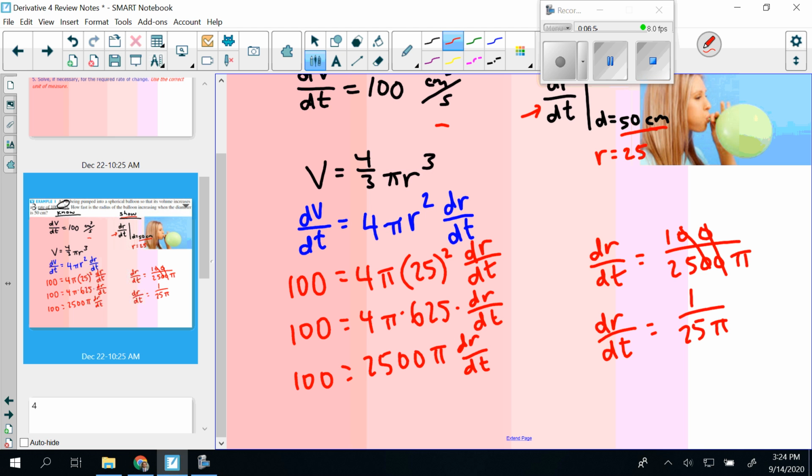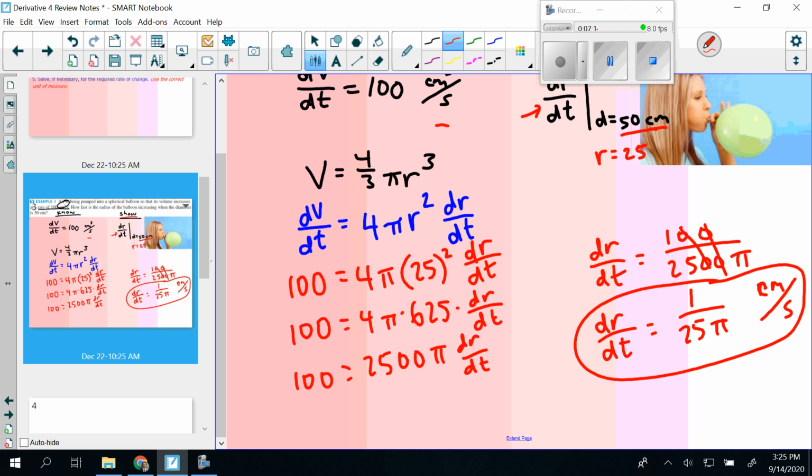With that, you should put measurements too. This is radius with respect to time. Our radius would be measured in the same thing our volume was, so centimeters in this problem per second. So that would be the exact solution. Sometimes on these tests, they do ask for the exact one. That would be the exact answer.